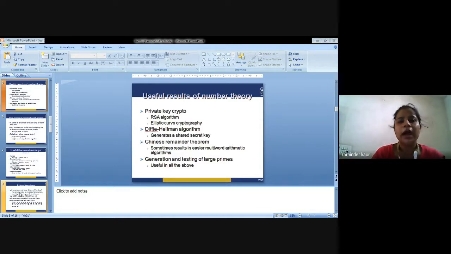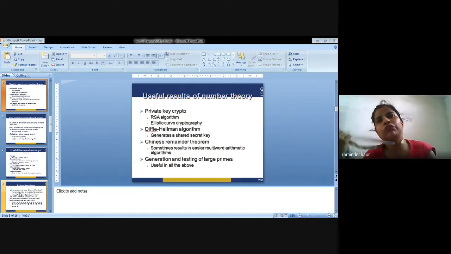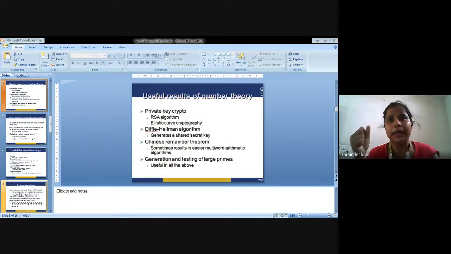Next is generation and testing of large primes. That is useful in all of the above. It means we can choose the prime numbers. We have already done this in the GCD calculation. We are supposed to select two prime numbers, and perform various mathematical calculations on those prime numbers, so that our data can be secured. Because if we are using high-end prime numbers, then it would be technically infeasible for a person to deduce the key that is being used for the data transmission.